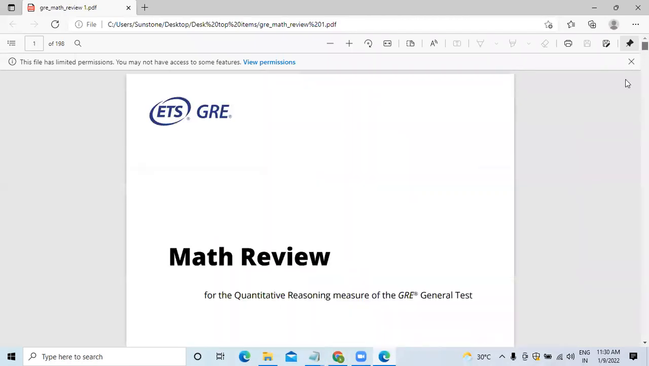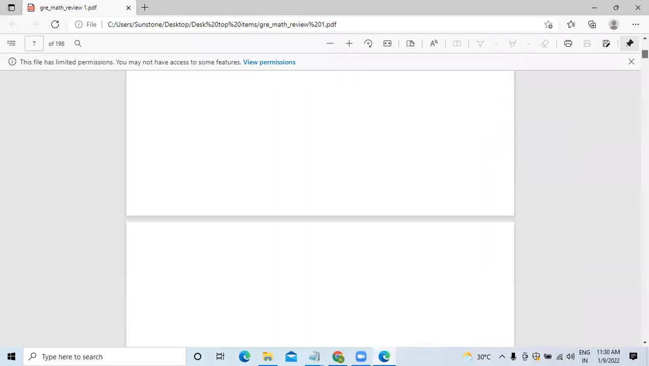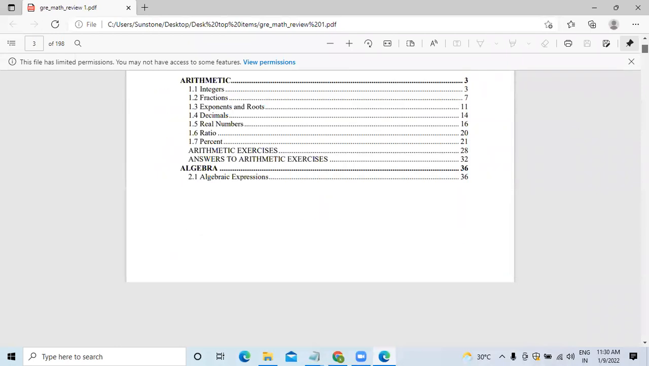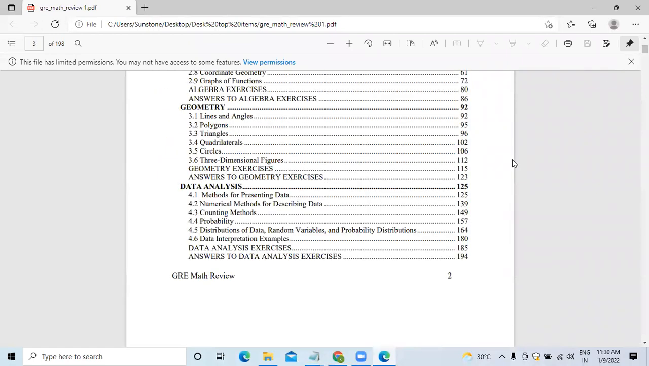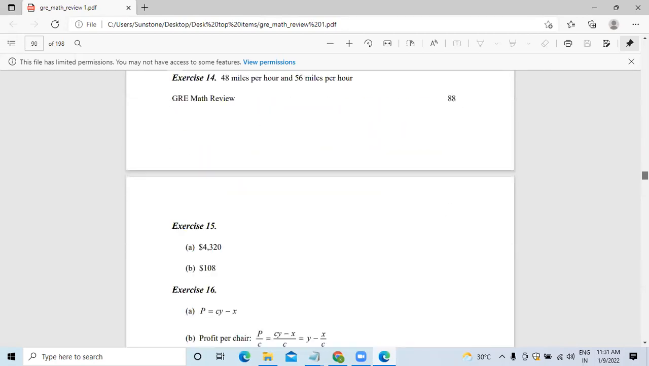You go to the math and you have the geometry, right? Where is the geometry part? Geometry starts from 92: polygon, triangle, quadrant, circle. And this is parallel lines and angles, 92. Go to page number 92. Straight go to 92, 90.